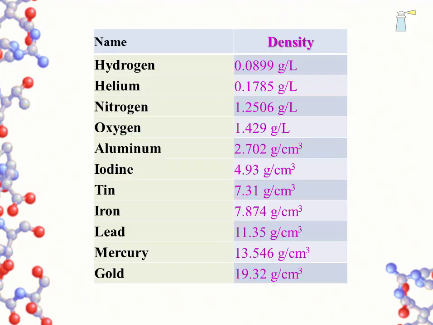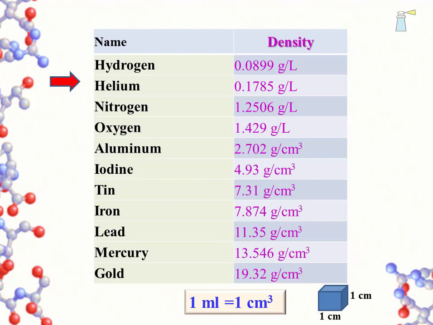Here's a list of elements and their densities. The mass in the density is given in grams, and the volume can have units of liters or cubic centimeters. It's handy to keep in mind the relationship that says 1 mL is equal to 1 cubic centimeter. A cubic centimeter can be visualized as a cube whose length, width, and height are all 1 centimeter.